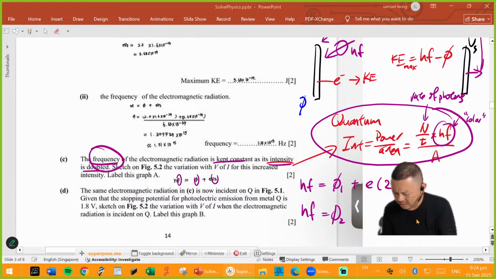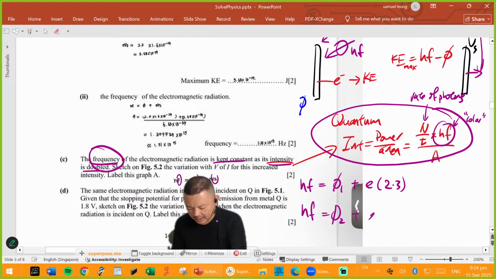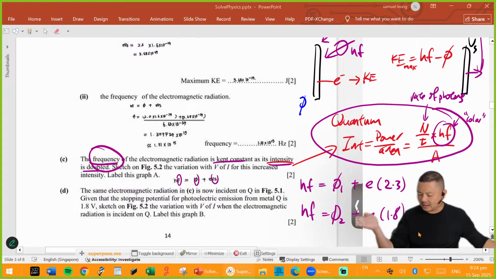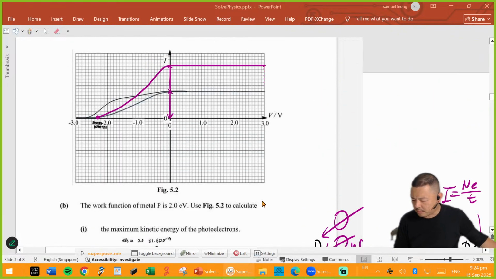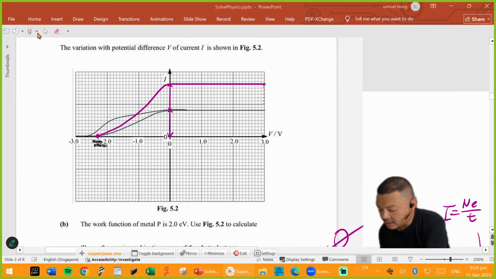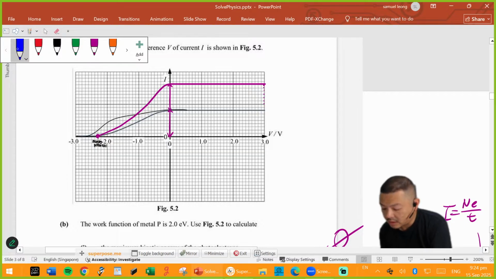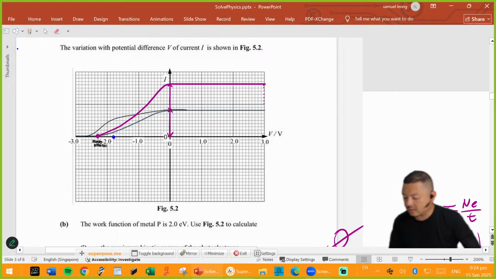Do I need to? Actually, I don't need to. I don't really care. I just start from 1.8. I just need to draw the graph from 1.8. That means the other graph will be starting from here, like this.